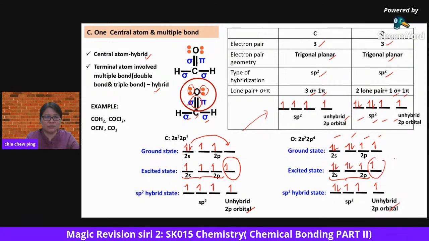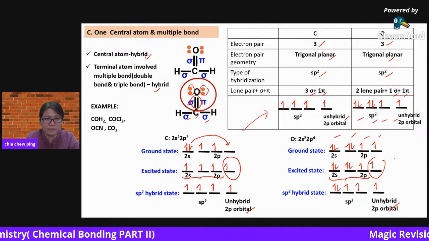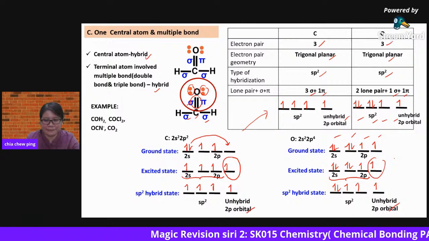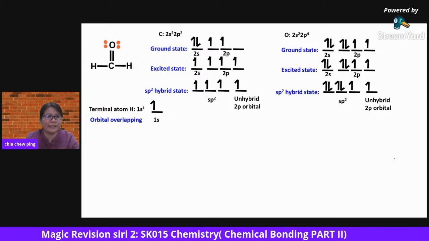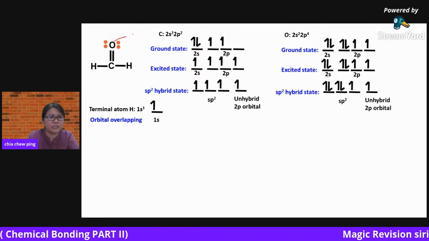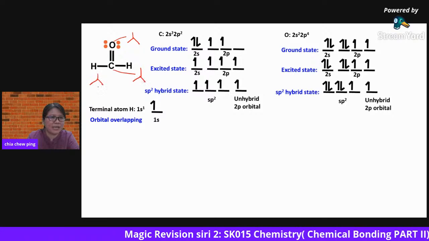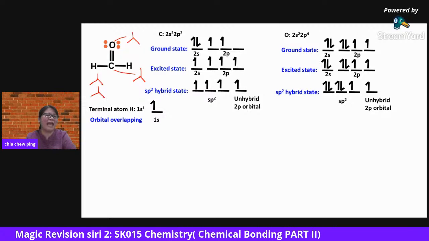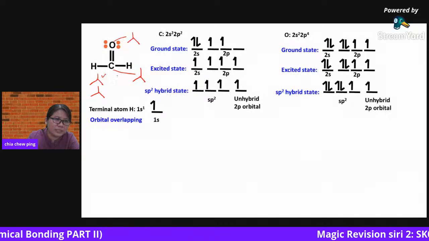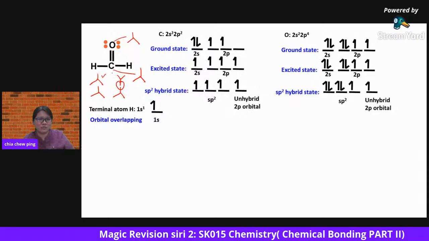So class, after that, you know how to analyze the central atom and the terminal atom, which involve the multiple bond. So after that, I'll show you how to do the orbital overlapping. So this is the answer from the previous slide, and the terminal is hydrogen. Before I start drawing, the oxygen is trigonal planar, the carbon also trigonal planar. So if you draw the trigonal planar like this, you can form the overlapping end to end. So you turn this trigonal planar to the opposite direction like this. That means here you overlap end to end, so you turn the shape.